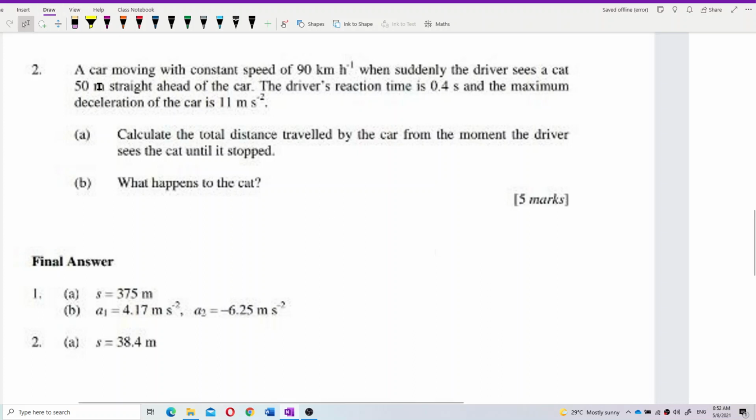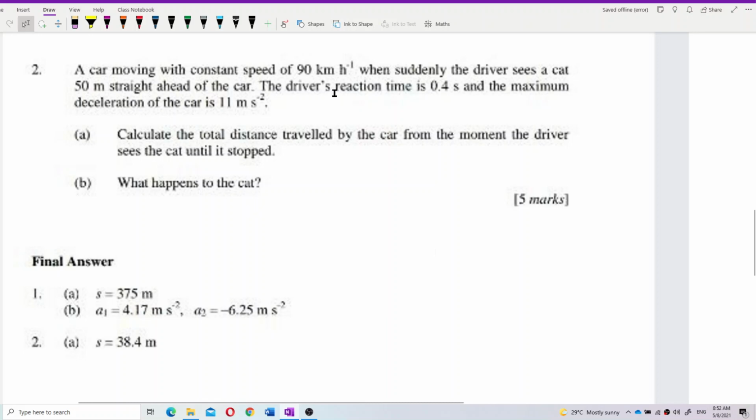A car is moving with a constant speed of 90 km per hour when suddenly the driver sees a cat 50 meters straight ahead of the car. The driver's reaction time is 0.4 seconds and the maximum deceleration of the car is 11 meters per second squared. Calculate the total distance traveled by the car from the moment the driver sees the cat until it stops. And then what will happen to the cat?